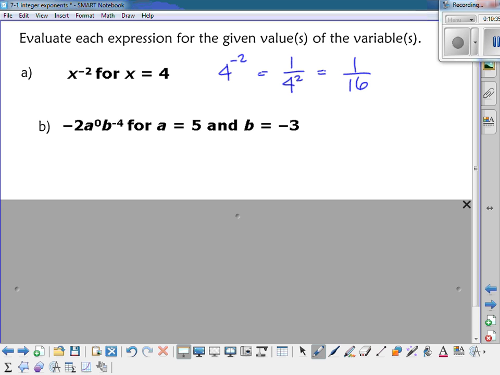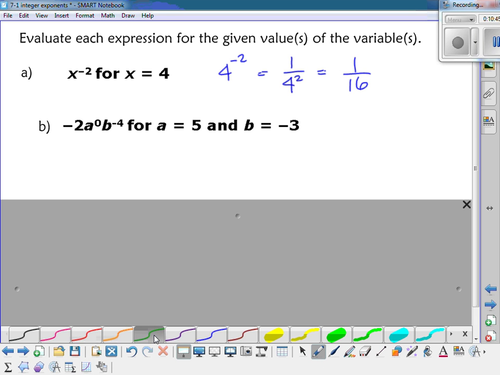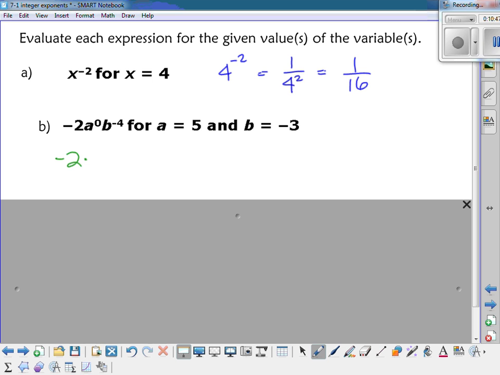All right, this one, they made it a little bit more complicated. I've got negative 2 times a to the 0 times b to the negative 4. And a is 5 and b is negative 3. So we're just going to plug it in. So negative 2 times 5 to the 0 power times negative 3 to the negative 4 power. Okay, so negative 2, nothing happens to that. And 5 to the 0 is equal to 1.